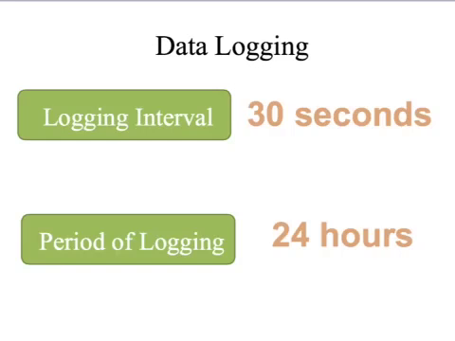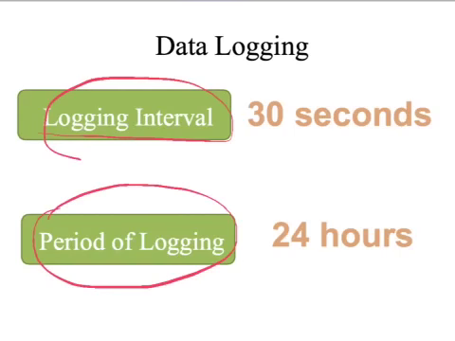Data logging. Data logging is the automatic capture and storage of data without human intervention. And the two key things that you need to be familiar with or aware of in terms of data logging are the logging interval and the period of logging. Now, the difference between those: the interval between each recorded log is known as the logging interval. The period of logging is the length of time over which the data is logged.